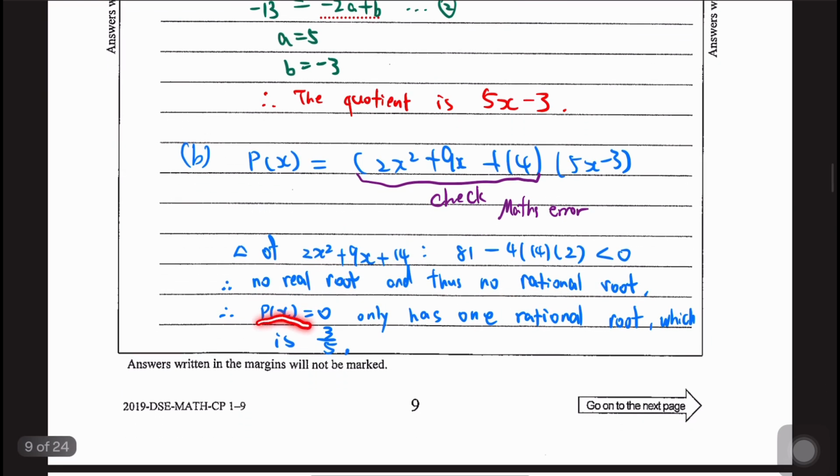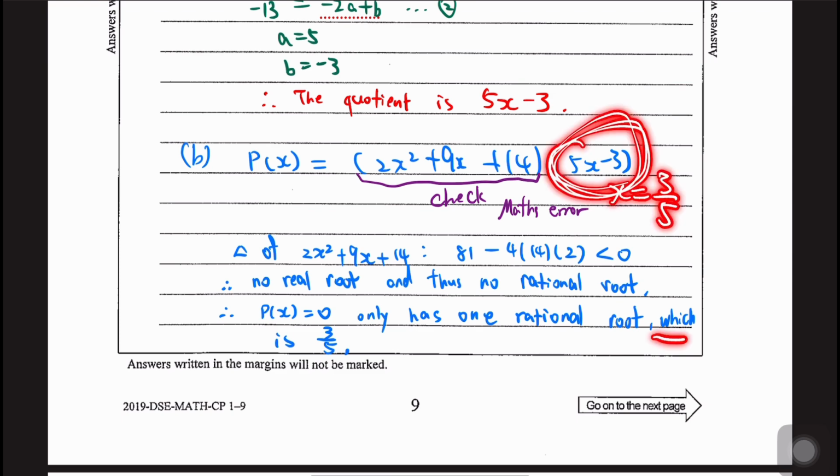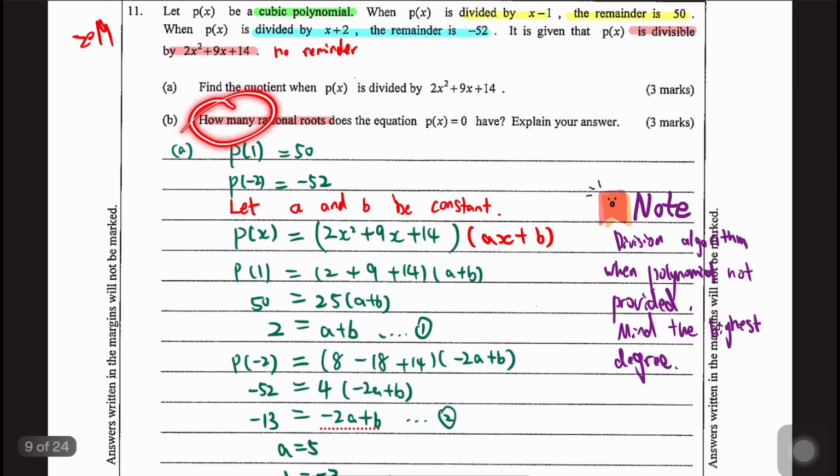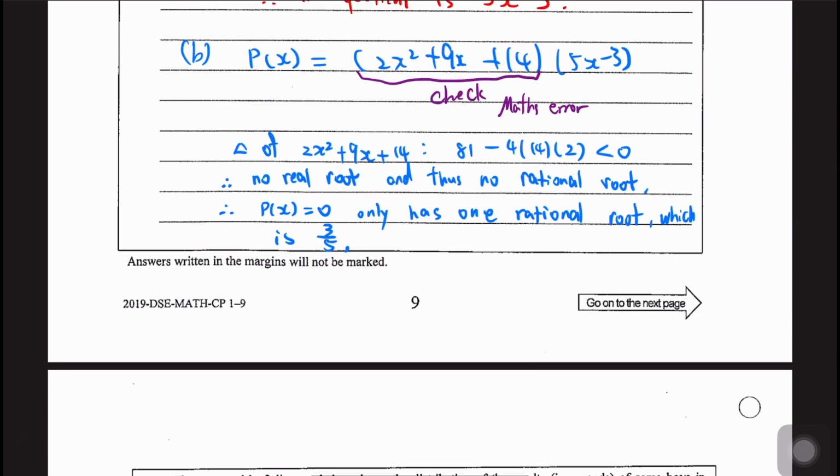So P(x) equals 0 only has one rational root, which is x equals 3 divided by 5, this one, which is 3 over 5, okay? So it asks how many. You must tell at the end how many of it.